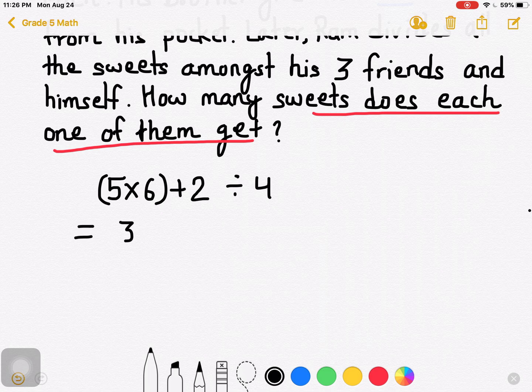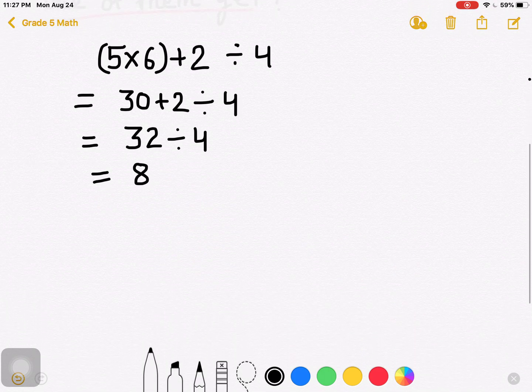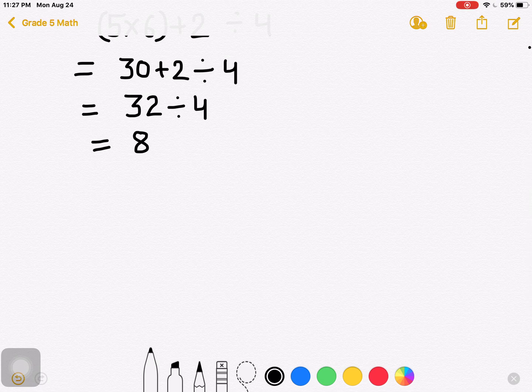5 6s are 30 plus 2 divided by 4 equals 32 divided by 4. 8 is the answer. Means each one of them got 8 sweets. How many sweets? 8 sweets. Okay, here you can give your conclusion also. 8 is the answer here.